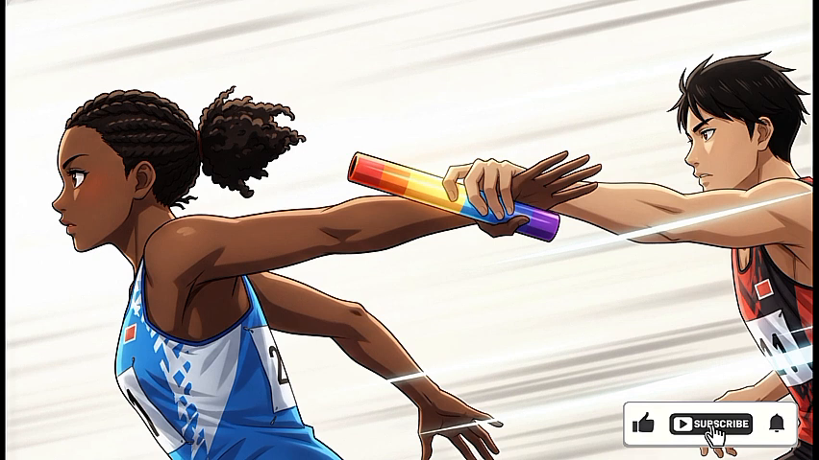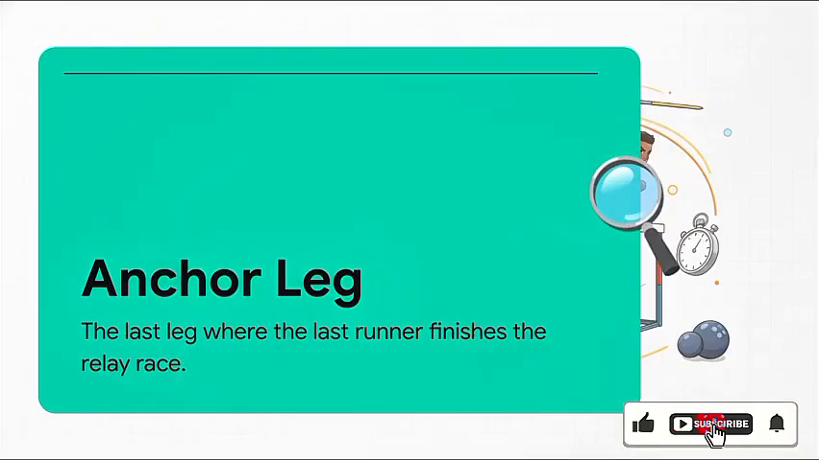This is wild. The receiving runner doesn't even look back. They reach blindly, trusting their teammate to place the baton right into their palm so they don't lose a single ounce of forward momentum. I want to draw your attention specifically to that final runner. The distance run by this last athlete is called the anchor leg.